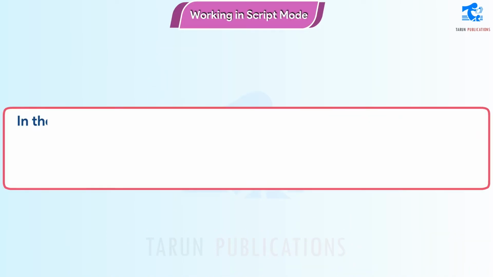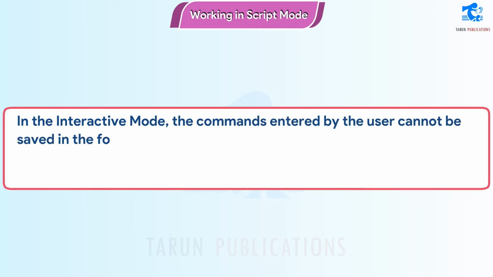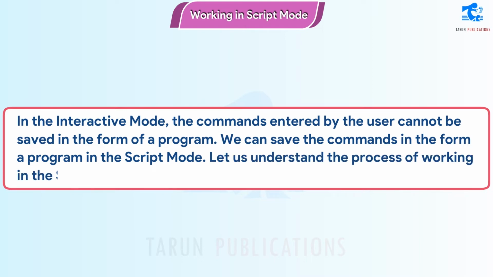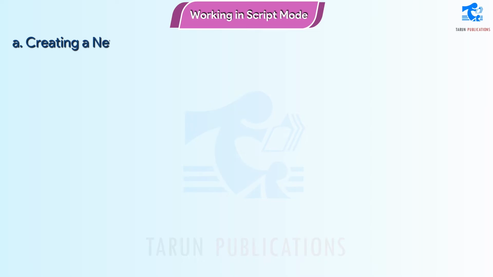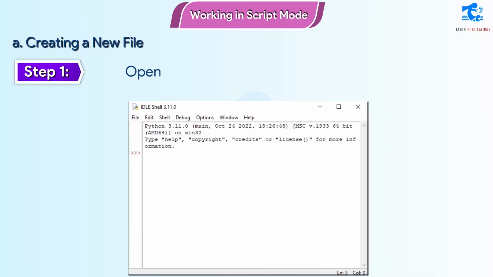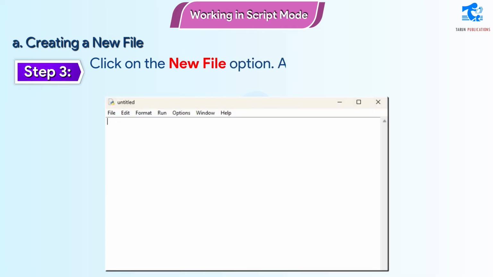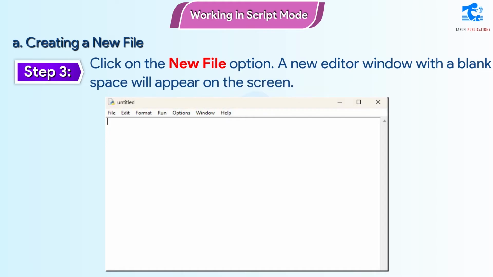Working in script mode. In the interactive mode, the commands entered by the user cannot be saved in the form of a program. We can save the commands in the form of a program in the script mode. Let us understand the process of working in the script mode. A. Creating a new file. Step 1. Open the Python IDLE window. Step 2. Click on the File menu. Step 3. Click on the New File option. A new editor window with a blank space will appear on the screen.